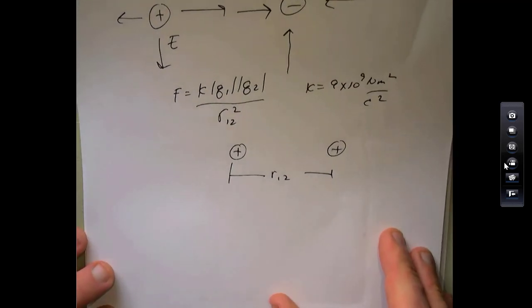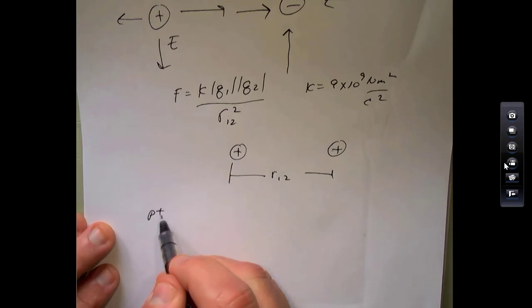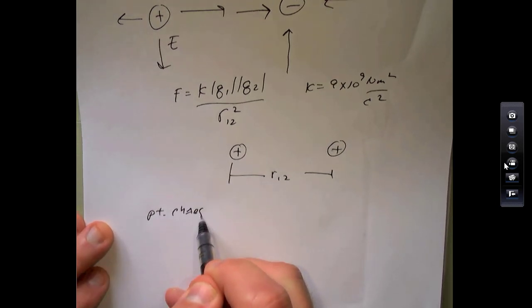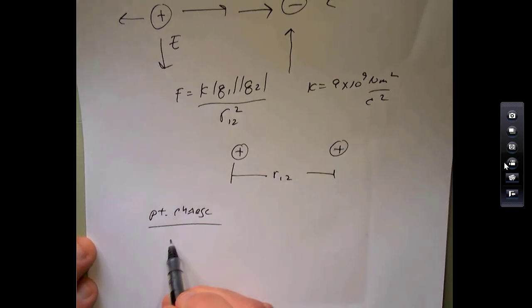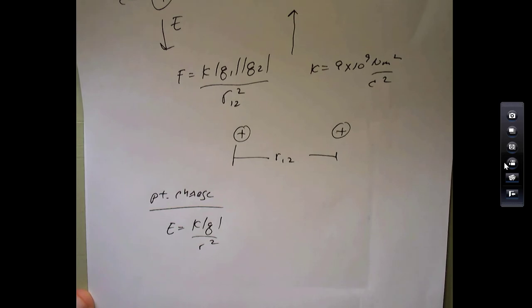We also looked at the electric field associated with the point charge. So for a point charge, that's just a single charge, the electric field is k Q over r squared. So if you have a charge, it has an electric field. Here's the formula for it. Again, it's away from positive charges and towards negative charges.